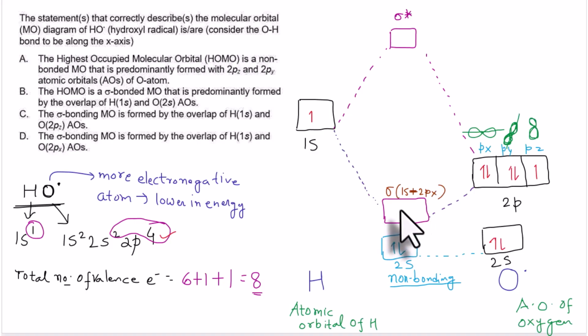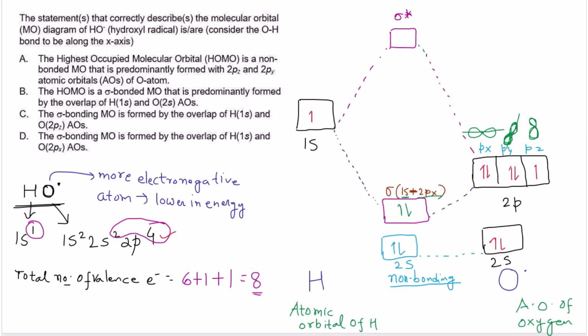So how many electrons? One from 1s and one from 2p, so 2, like this, okay? I hope you understood how the sigma molecular orbital is formed. This is formed by the overlap of 1s of hydrogen and 2px of the oxygen radical. Then we get the sigma bonding molecular orbital containing 2 electrons, and this will again, in the higher energy, give rise to the sigma star anti-bonding molecular orbital.